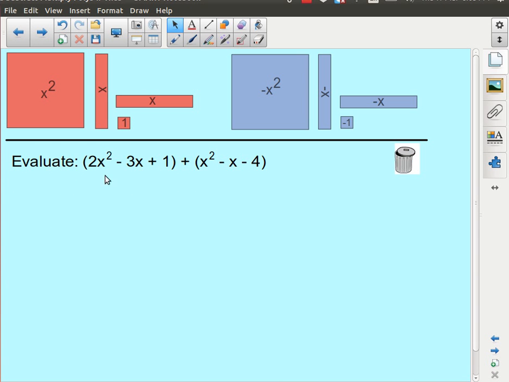So this first one, just simple addition. If you can do this algebraically, that's fine. That would be my hope, but I just want you to start to get an understanding of how these work with algebra tiles. So what's going to happen?